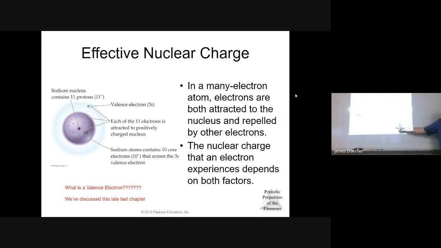Now I have down here, just a friendly reminder or a refresher. What is a valence electron? We talked about it late last chapter.